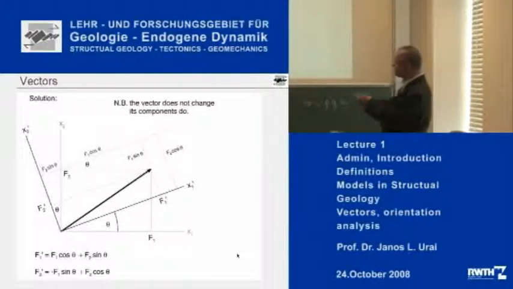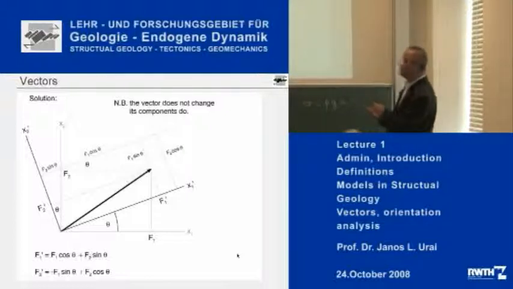It's quite simple. The F1 dash is F1 times the cosine of the angle of rotation between the two coordinate systems, plus F2 times the sine of the rotation. And the other one, F2 dash, is minus F1 sine theta plus F2 cosine theta.